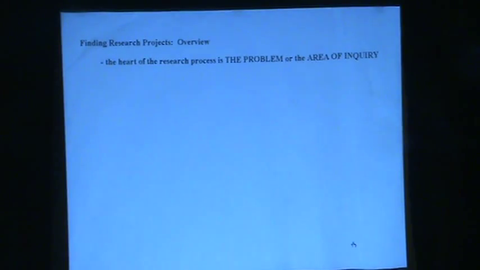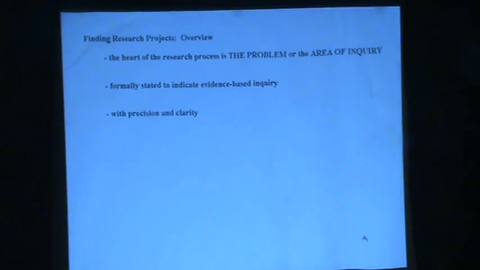So there's an old cliche: when a doctoral student has nailed the title of their dissertation, then they are ready to write their dissertation. So the heart of it is locating a problem and being able to define it, or an area of inquiry. And it should be formally stated, indicating that it is an evidence-based inquiry. It should be stated with precision and clarity, and should not be ambiguous.